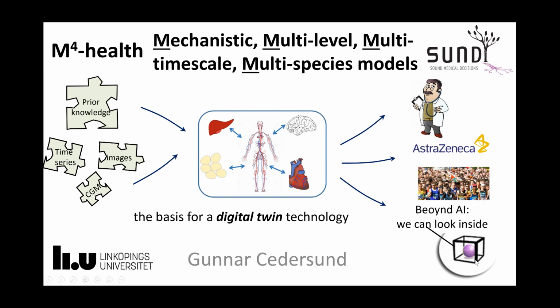The first part is that it's a box that you can look inside. So it's not black box models, but physiologically based mechanistic models that you can look inside and understand why things are happening the way they are. And the other part is that we keep track of the uncertainty of all aspects. So we know which predictions are well determined and which are just sort of guesses.